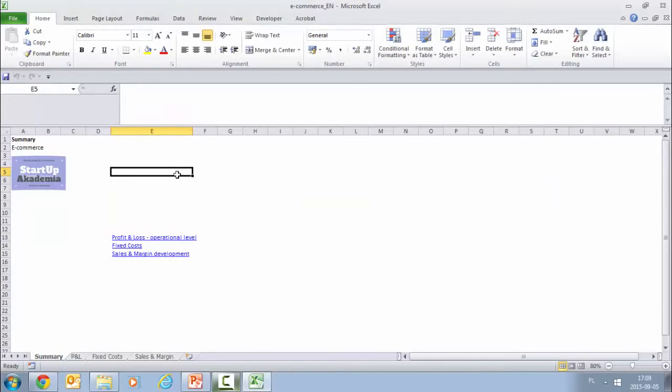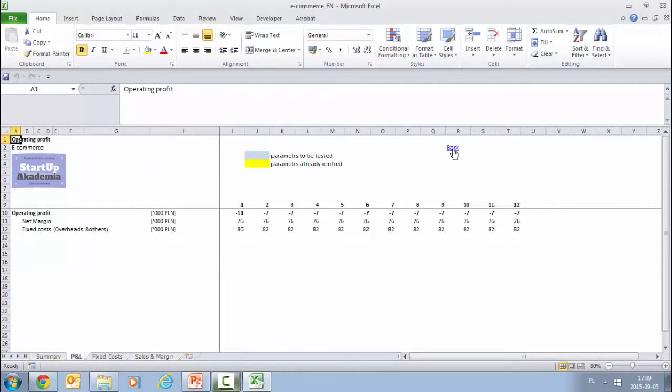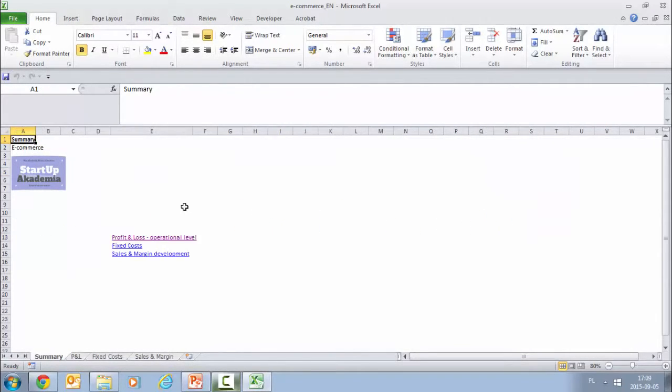Every model is built roughly in the same manner. We're using the same philosophy. So we will have a summary sheet where we have the links to the underlying sheets. If you go to any of them, you can always go back through this link to the summary. This is especially important if you build a very complicated model in Excel with a lot of sheets. This allows the other guys to get around easily.